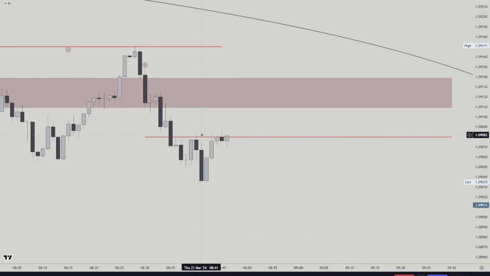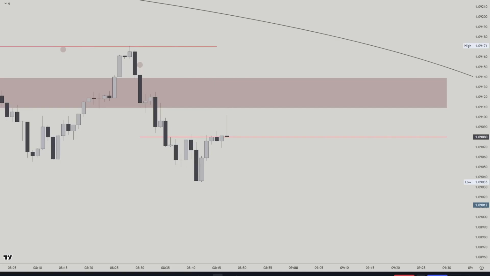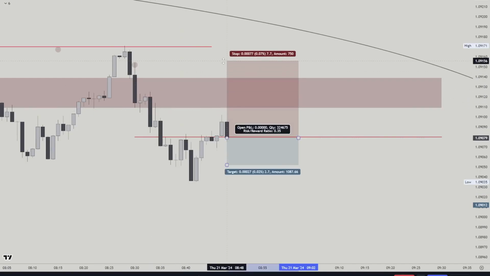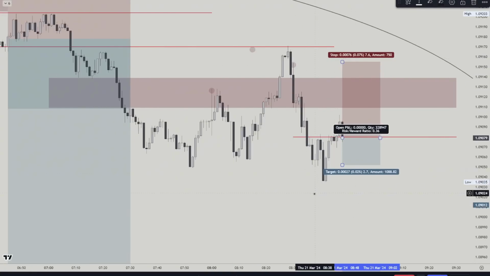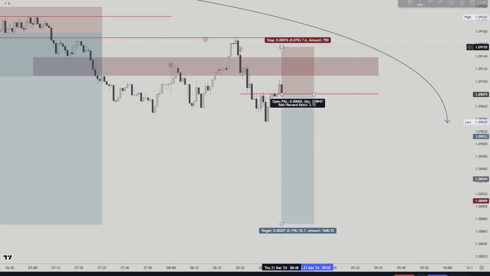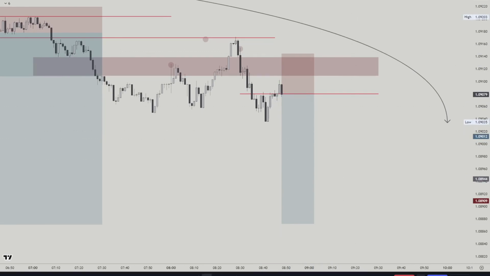So there is a sweep of this high, but no change of state delivery. And now we have a change of state delivery. So you could enter here again or wait for this high to be taken. But even so, I'm just going to go like this. Stop loss above this high, right? Or above this fair value gap, and then targeting the same level, right? And this is a 2.7 to 1. You could actually go with a little bit tighter stop loss, and that's a 3 to 1.